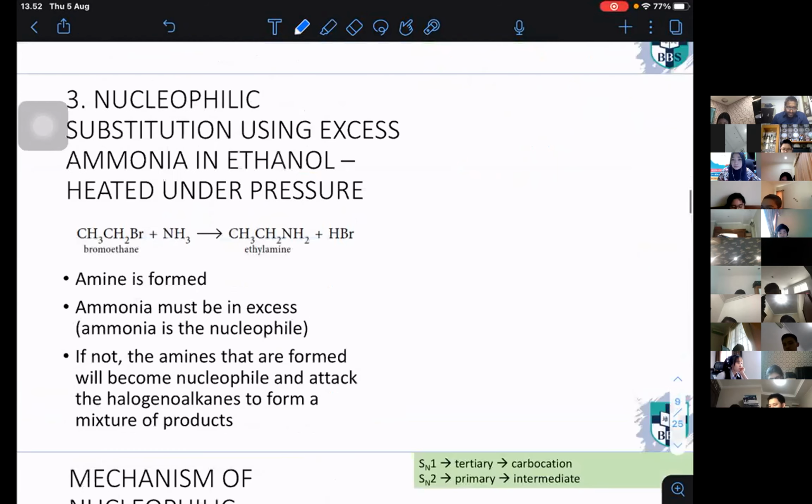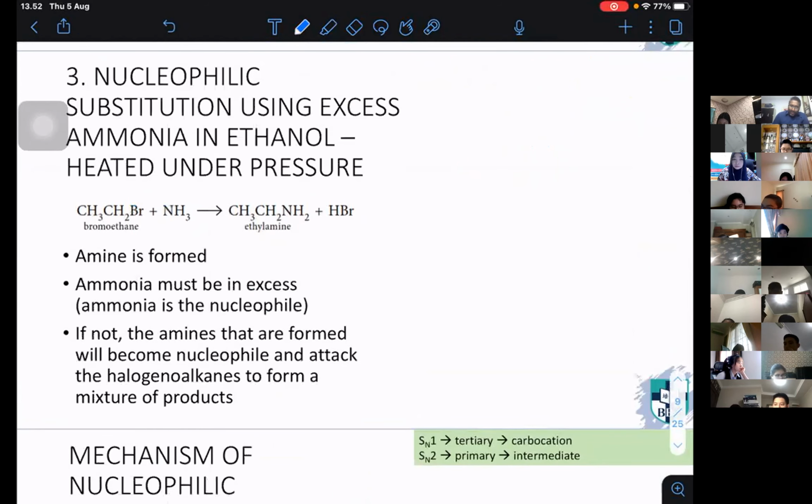So number 3. I recall again. Number 1, we have learned the reaction with NaOH aqueous, and I also mentioned AgNO3, which is going to be aqueous.